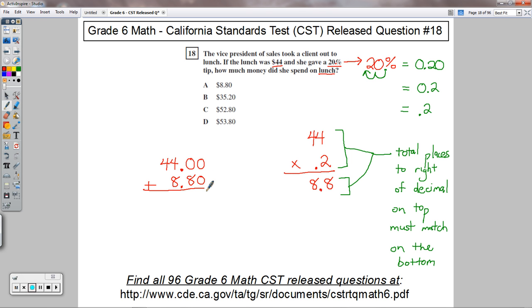8.8, that's 880. If I add these up, I've got an 8 here. This would be 12. Carry the 1. I'm left with a 5. My final answer is right here, $52.80. A and B would be poor answers because we're adding the tip to the cost of lunch. We wouldn't be getting a smaller number if we're going to add the tip to the cost of lunch. Number 18 is choice C.